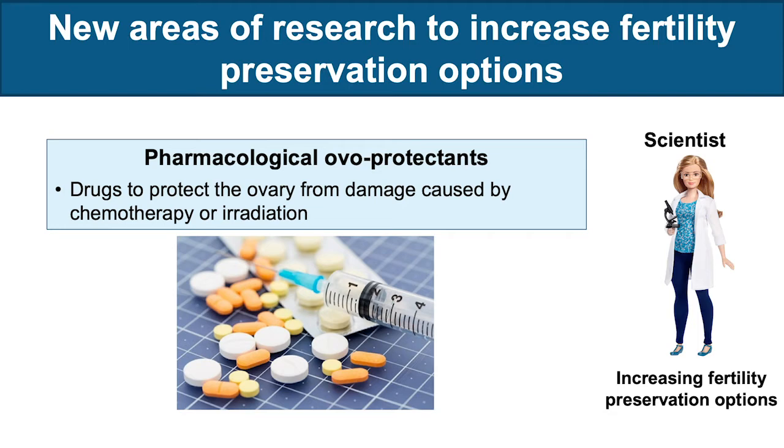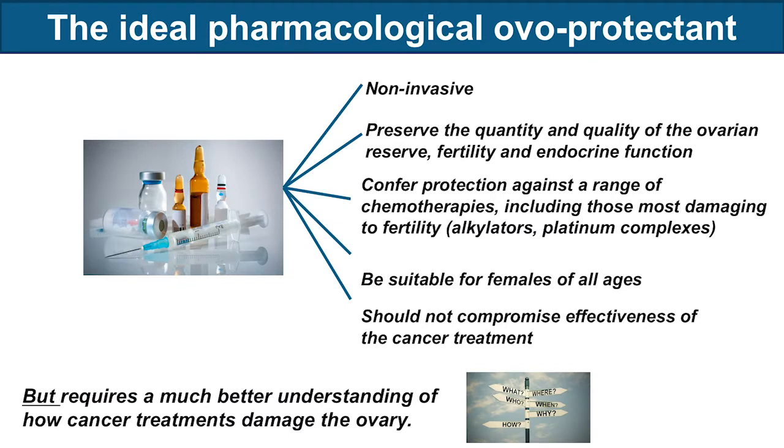And the third strategy is the one that I'm going to talk about this morning, and that's the development of pharmacological ovo-protectants. So basically what I mean here is just the development of drugs that can actually protect the ovary from damage caused by chemotherapy and radiation. And so those of us working in the field spend quite a bit of time thinking about what the ideal pharmacological ovo-protectant might look like. And I've come up with 5 key properties.